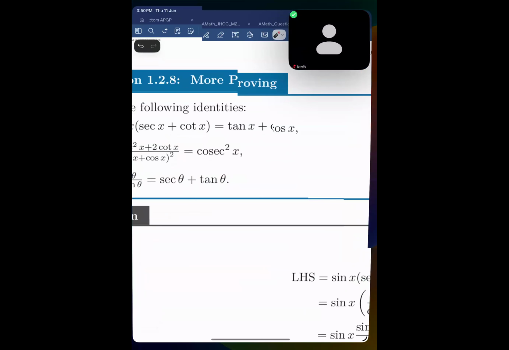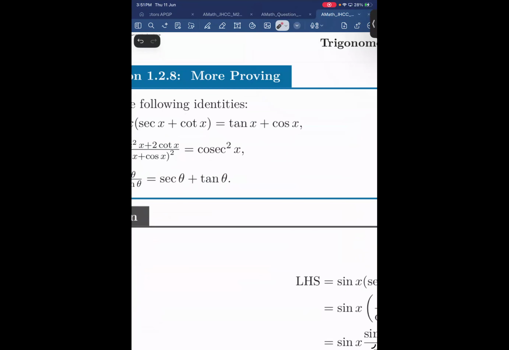So of these 3 questions, actually B and C are pretty difficult. Hopefully you can give this a try at home. C is really difficult. If you can do C, you can do all these questions already. A is maybe like a 7, B is maybe like an 8, and C is probably like a 10 in terms of difficulty for O level standard, A Math standard in general.